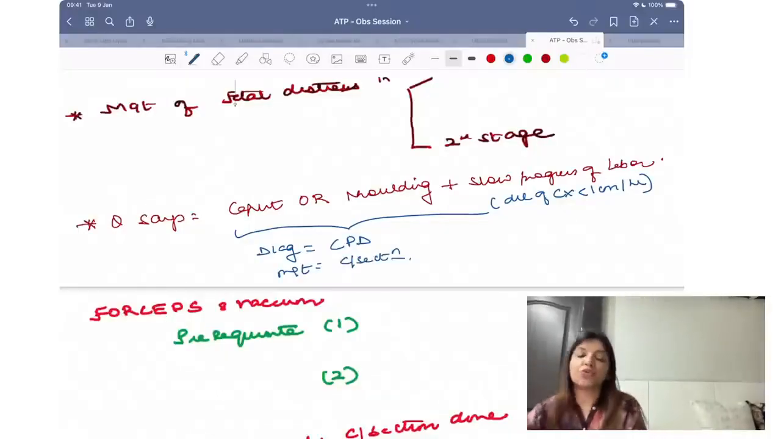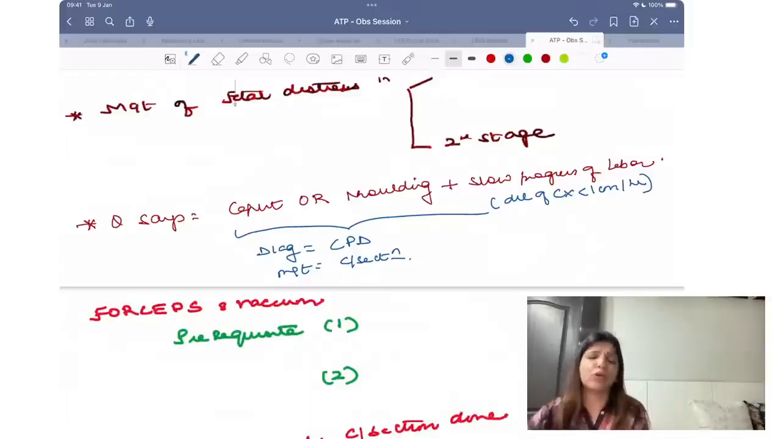These are the hints which you are going to look for in your question, because these days they are asking you what is the next step or what is the management. For management questions you have to remember this: whenever your question says that there is caput or molding along with slow progress of labor, it means they are talking about cephalopelvic disproportion, and whenever there is cephalopelvic disproportion, you have to do cesarean section.